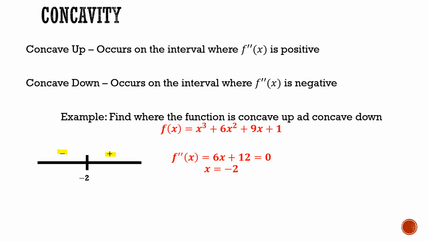And again, remember, I didn't necessarily have to do that because I knew my second derivative was a linear function going up from left to right. So on the left you have negative, on the right you have positive. Alright, so once I know that, I can figure out that I must be concave up from negative 2 to infinity, and then concave down from negative infinity to negative 2.